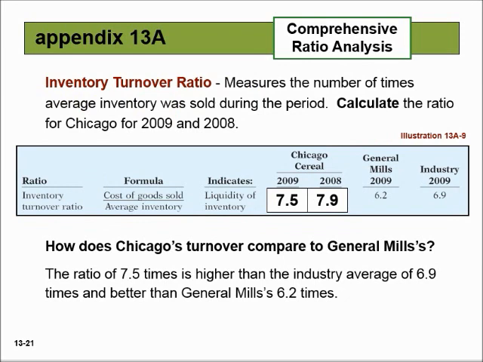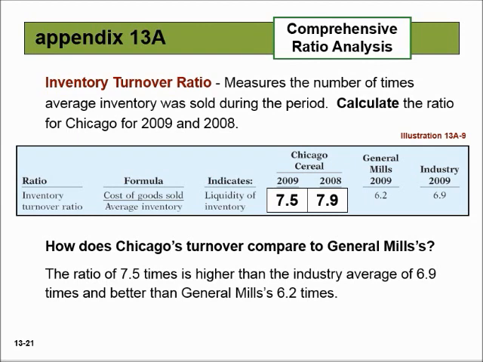All right, the next one is our inventory turnover ratio. The inventory turnover ratio tells us how many times we clear out our warehouses and we replace it with all new inventory. So how many times our inventory is cleared out and replaced with all new stuff on average every single year. And that's computed by taking our cost of goods sold and dividing it by our average inventory. So cost of goods sold divided by average inventory gives us that turnover ratio. And Chicago Cereal in 08 turned over its inventory 7.9 times, in 09 7.5 times. And so we're not doing as good as we were last year.